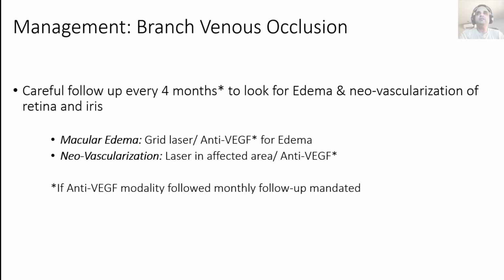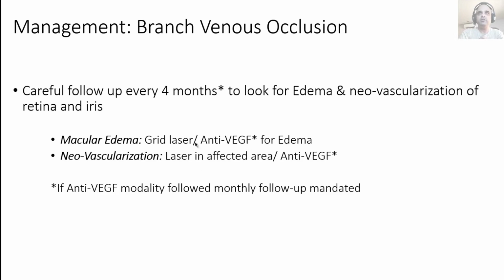For a branch venous occlusion, we do a 4-month follow-up, and again, we are looking for edema and neovascularization. Macular edema, you do grid laser or anti-VEGF. Again, grid laser is explained in the diabetic retinopathy session. Neovascularization, you do laser to the retina in the affected area. Because remember, it's a branch occlusion. You won't have neovascularization everywhere, only in the affected branch. So you just do laser in that part.